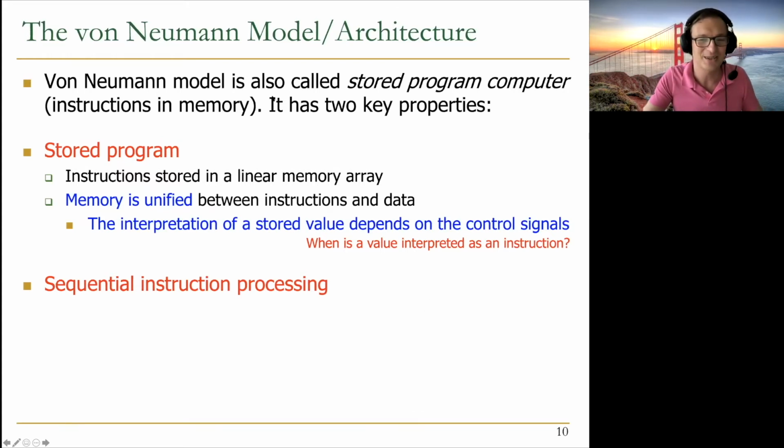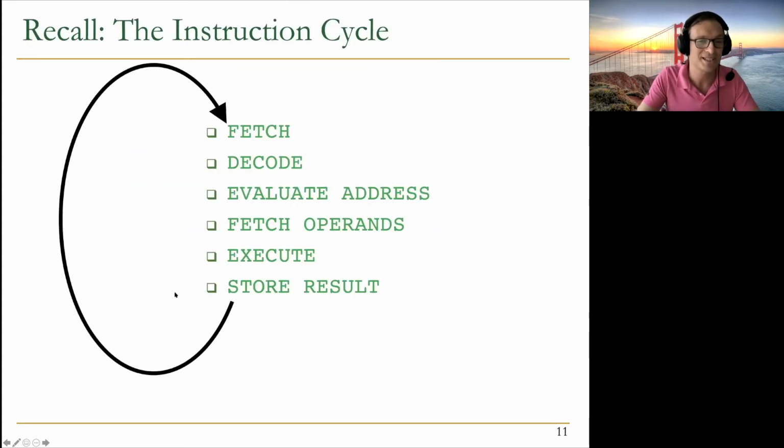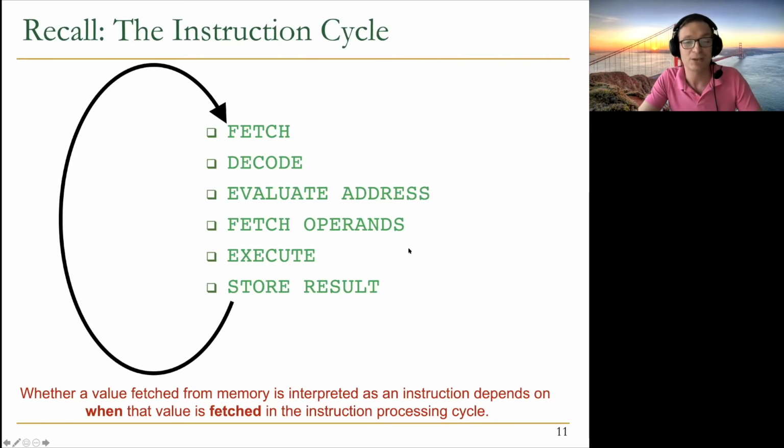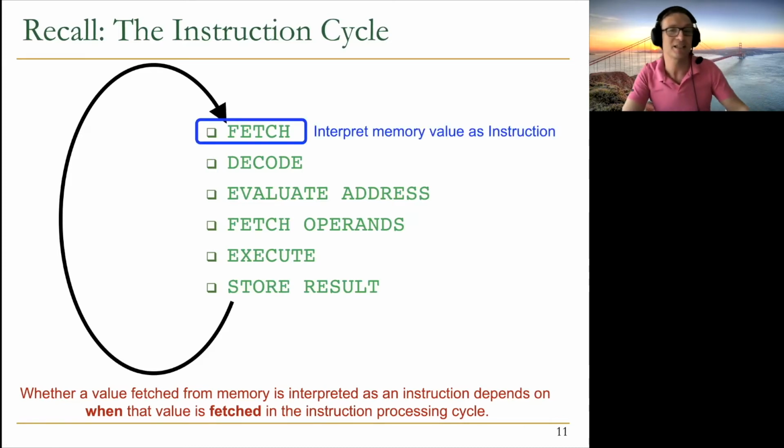If you want to answer this, you should think about the instruction processing cycle that we saw earlier, right? If you go back to the instruction processing cycle, there are 6 stages in processing. And whether a value fetched from memory is interpreted as an instruction depends on when that value is fetched in the instruction processing cycle. There are 2 places in this 6-phase instruction cycle where memory is accessed. One is the fetch part, and fetch is really specifically, you take the program counter, and the program counter points to a memory location, and you read that memory location and take the data out of it and store it into the instruction register. Essentially, what you're doing here is interpreting the memory value that you read as an instruction. That's why it is an instruction, basically.